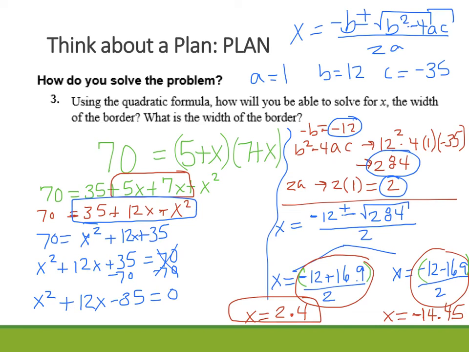Okay? Okay, so the width of the border is about 2.4 inches. Because this answer is negative, we have to rule it out because we can't have a negative width, which means this is our answer. So let's write that as a complete statement. So I'll put it up here. The width of the border is 2.4.